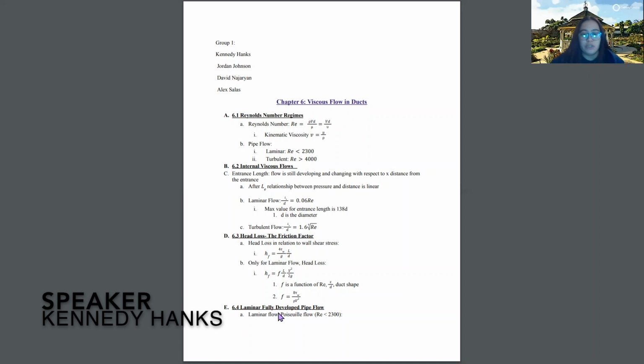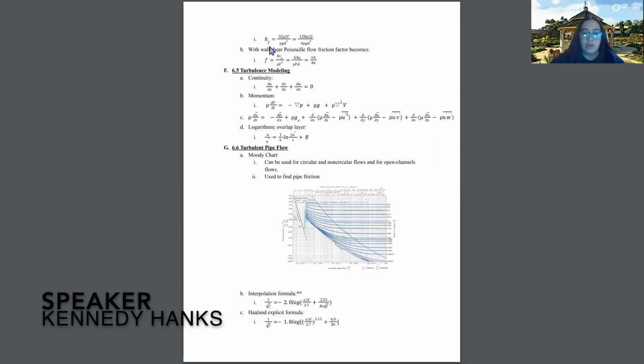For 6.4, it talks about fully developed laminar pipe flow, and laminar flow or Poiseuille flow occurs when the Reynolds number is less than 2300. And for a laminar pipe flow situation, the head loss would be calculated using this equation shown at the top here. And with wall shear, the Poiseuille flow friction factor becomes 64 divided by the Reynolds number.